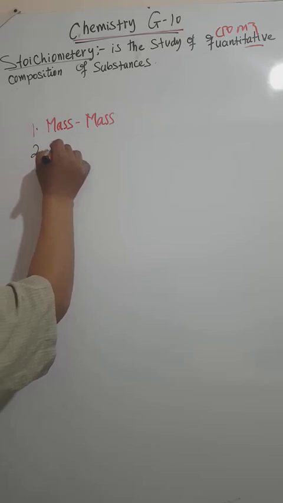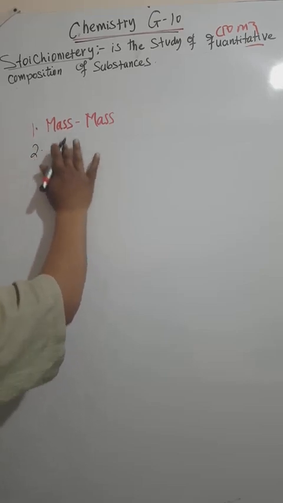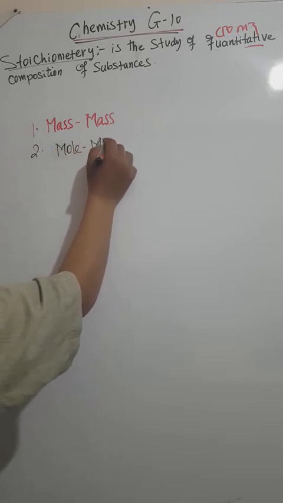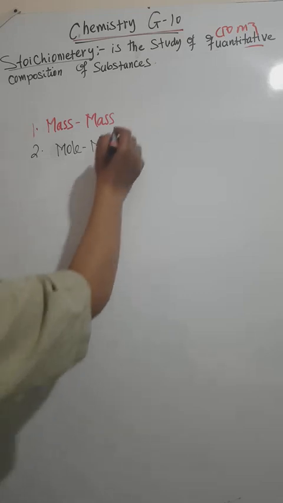The other, number 2, is volume. No, before volume, mole. Mole relationship: the mole of one reactant may be given and the mole of one product may be required, or conversely, the mole of one of the products can be given and the mole of the reactant to be consumed may be asked.